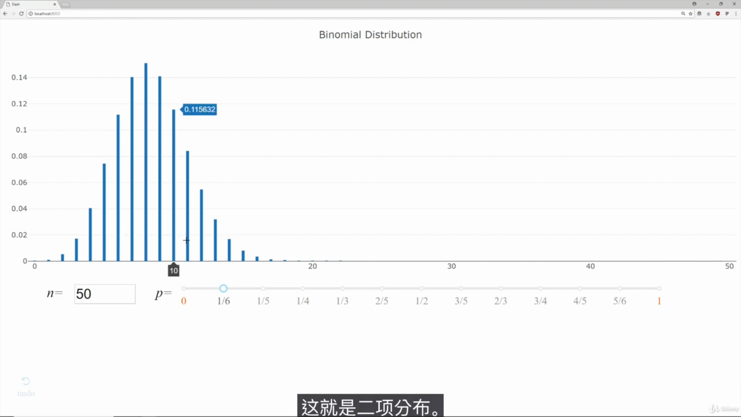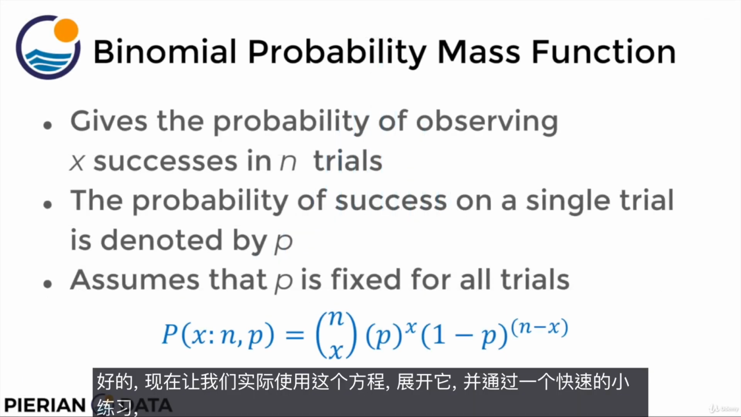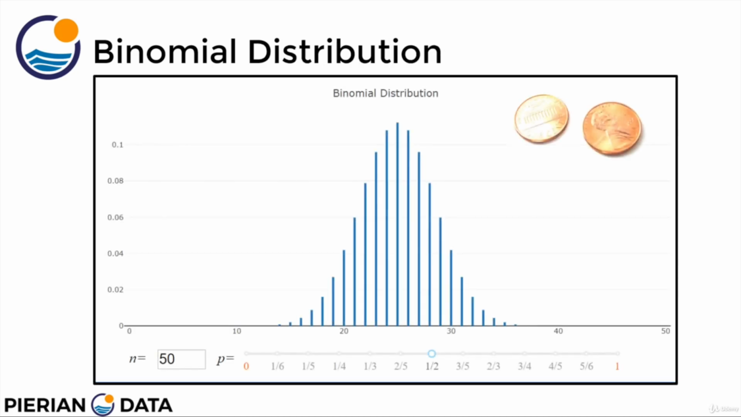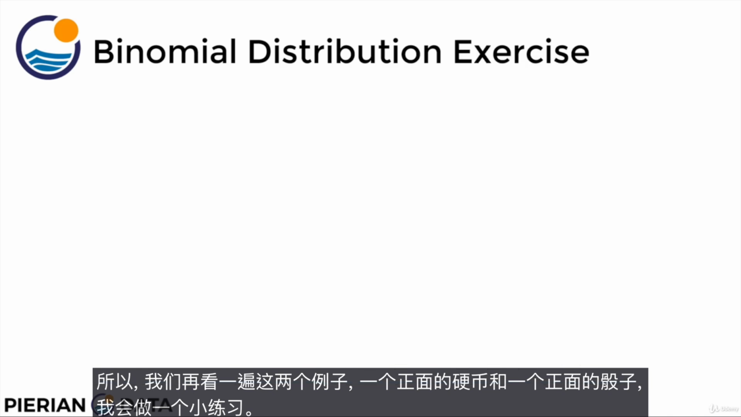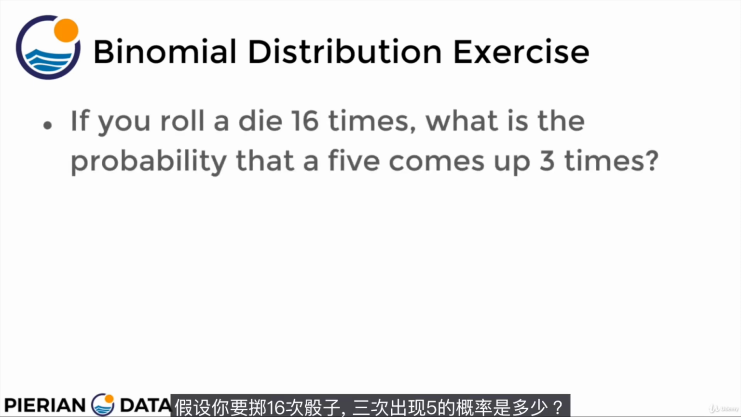Okay. So that's the binomial distribution, and you can check it out here on this little application. Let's continue on with the rest of the slides. Okay, so let's actually now use this equation, expand it out, and go through a quick little exercise so you can see an application of the binomial distribution. So again, we went through these two examples of a fair-sided coin and a fair-sided die, and now we'll do a little exercise. So let's imagine you're going to roll a die 16 times.